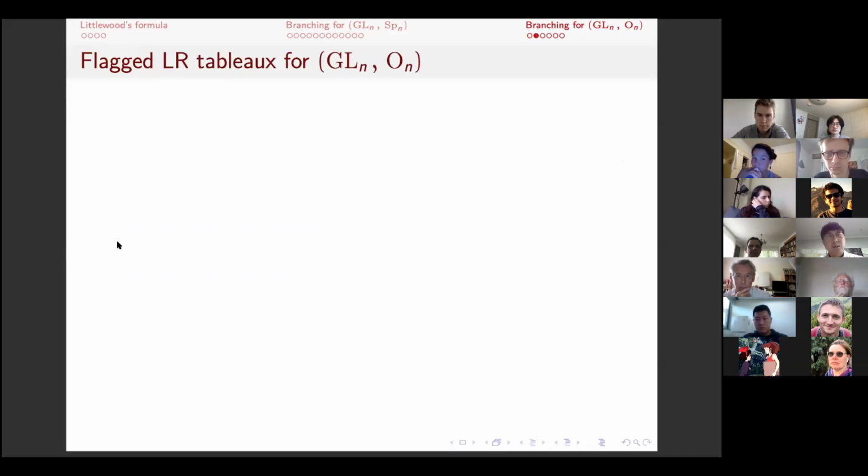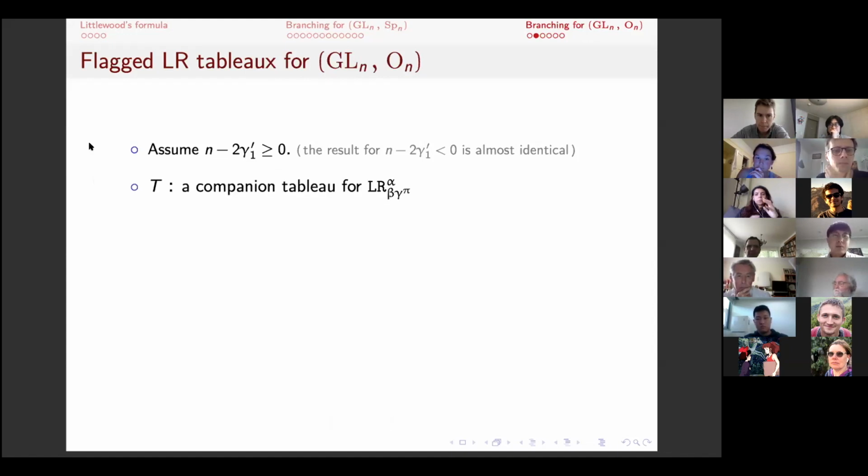To answer the question, we introduce flagged error tableaux for GLN and ON. For simplicity, we assume that n-2, 1 prime is non-negative. The result for the other case is almost identical. Let T be a companion tableau. As in the symplectic case, we also consider the entries in the rightmost column of T, which are denoted by sigma i.